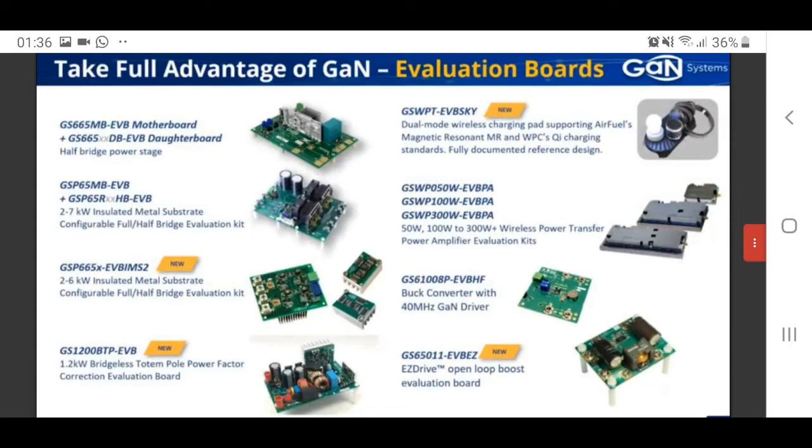These are the evaluation boards we have for different power levels and different applications. All this information is available on our website. Also, you can purchase them from GaN Systems distributors. If you need a copy of the design files, please contact us.